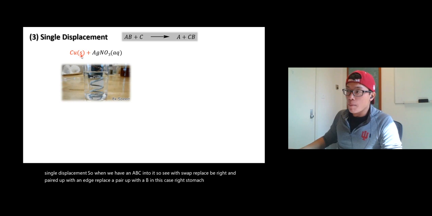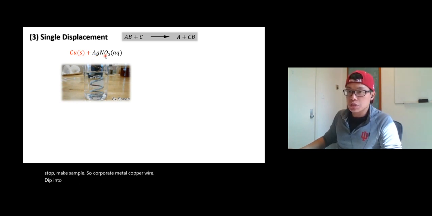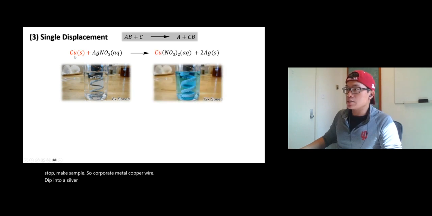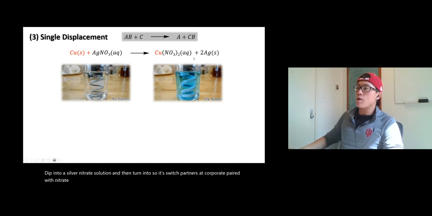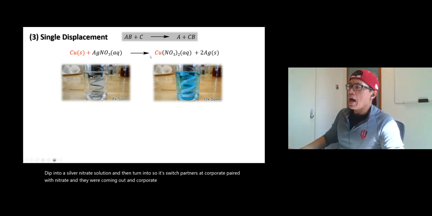So copper wire, dip into a silver nitrate solution. It's switch partner: the copper pairs up with nitrate and silver comes out. Right, copper replaces silver.